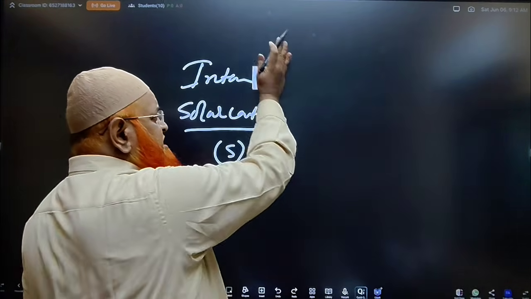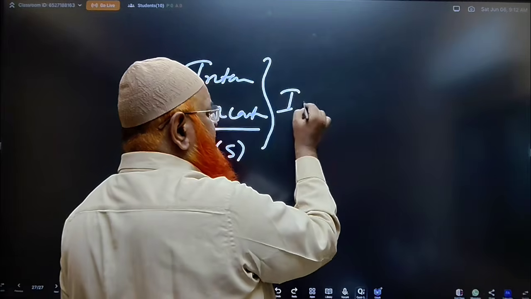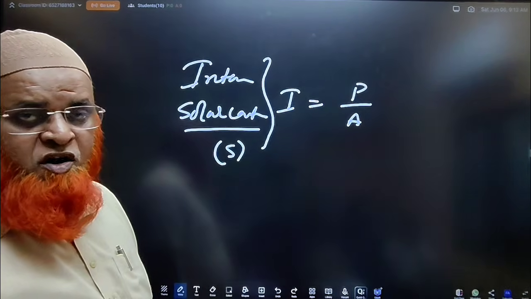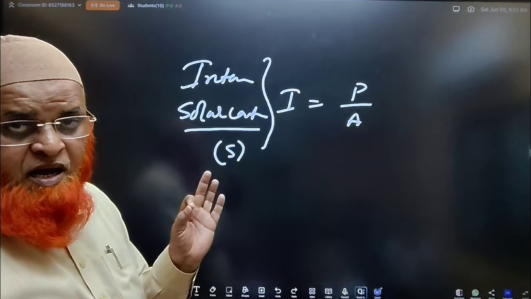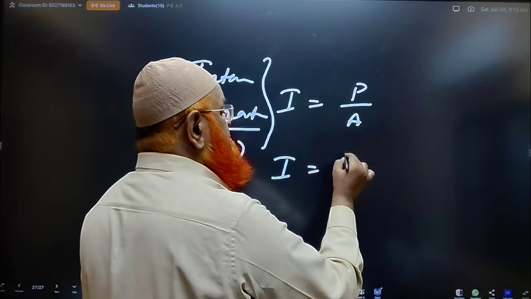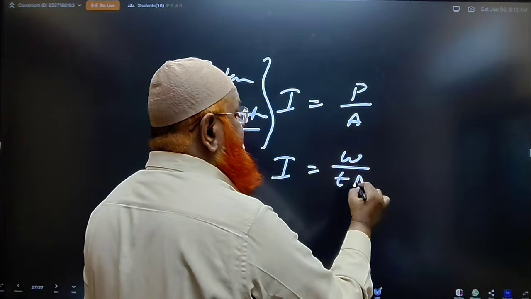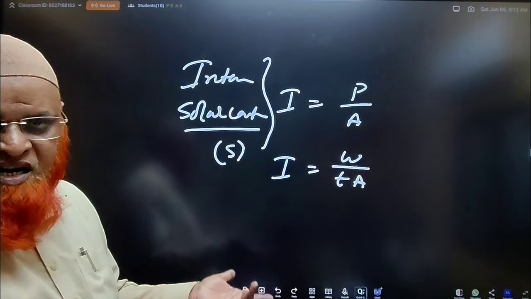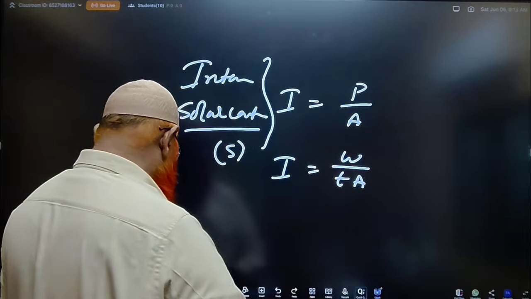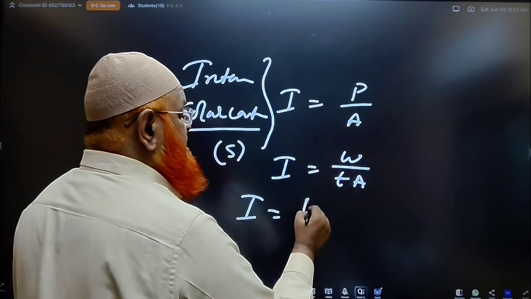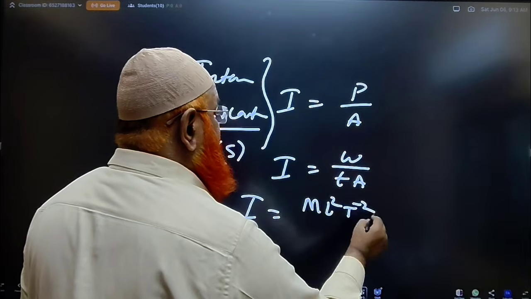So what is the meaning of intensity? Intensity, I, means power by area. The formula for intensity is power by area. You all know power is nothing but work by time, or energy by time. So just find out the dimensional formula for intensity. Work is nothing but M L square T power minus 2.